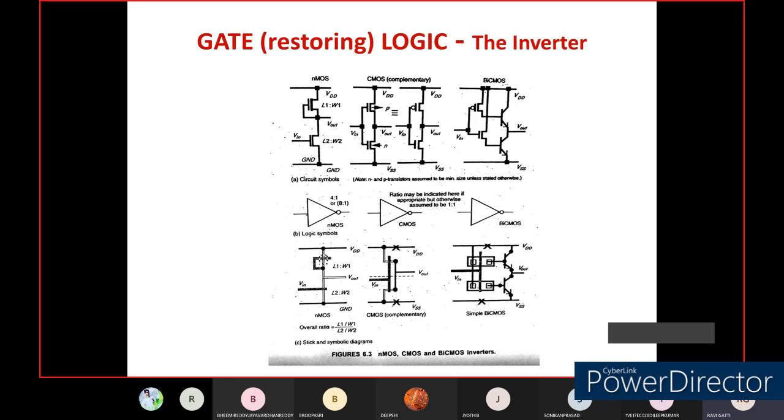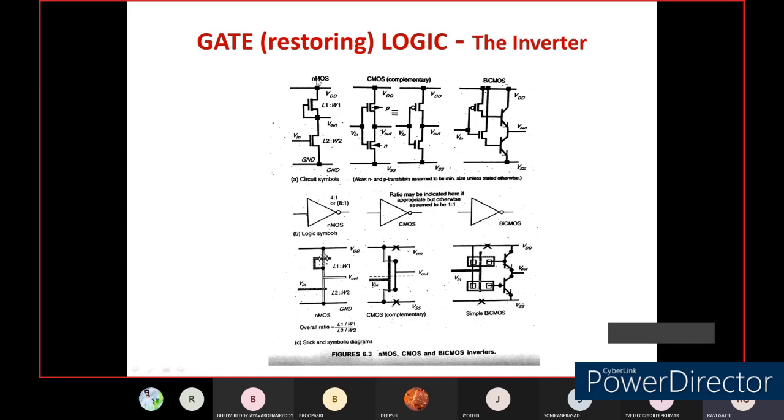For that, we have taken an inverter in order to understand the gate logic in the case of NMOS transistors, CMOS transistors and BiCMOS inverters. Now you can see the first one is the NMOS transistor. Here we take the channel width, and the width and length of the polysilicon and the substrate material are the same. There is a depletion mode NMOS transistor, and here also the enhancement mode NMOS transistor.